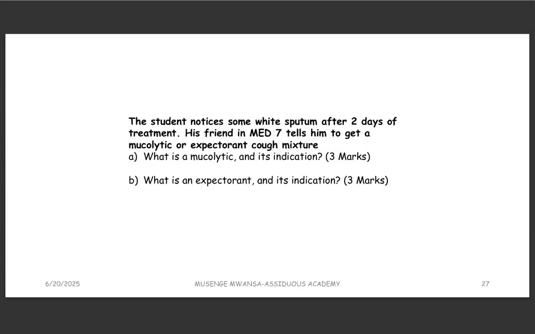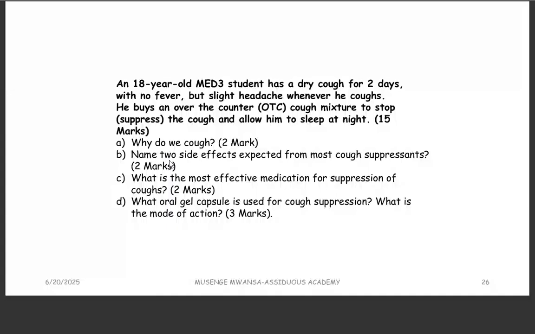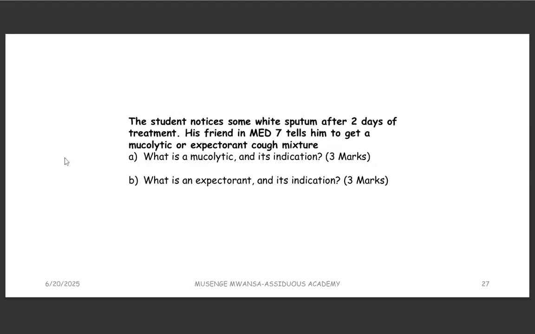And then the second part: the student notices some white sputum after 2 days of treatment. His friend in Med 7 tells him to get a mucolytic or expectorant cough mixture. What is a mucolytic and its indication? What is an expectorant and its indication? So it's basically the same patient. So that is it for this one. You can try out those two questions and see if you can answer them.